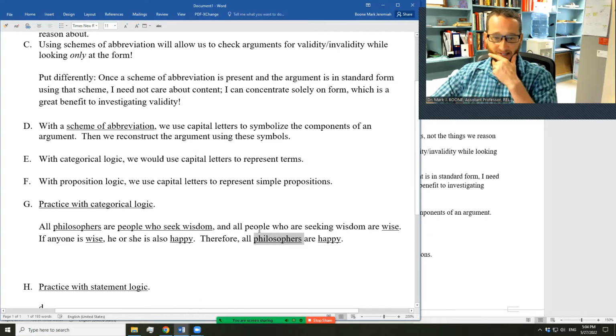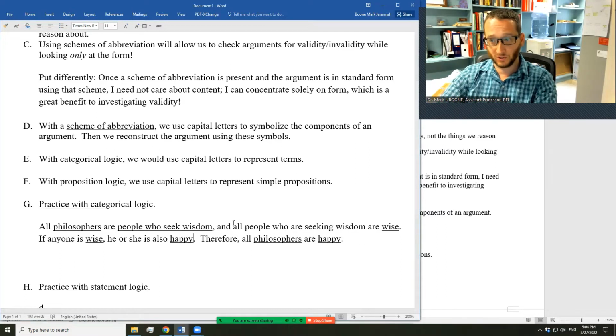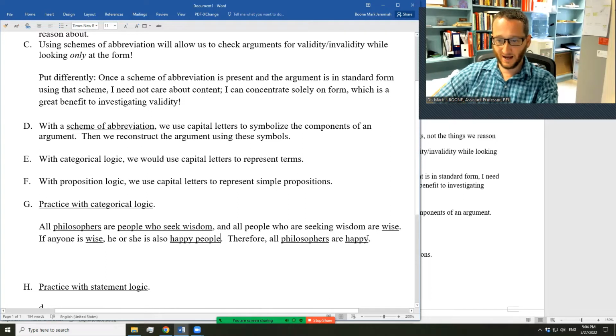You'll note that the word people doesn't occur next to the word happy. It's sort of implied. So we could try to clean up the argument this way. We could try to add the word people. We could say happy people.